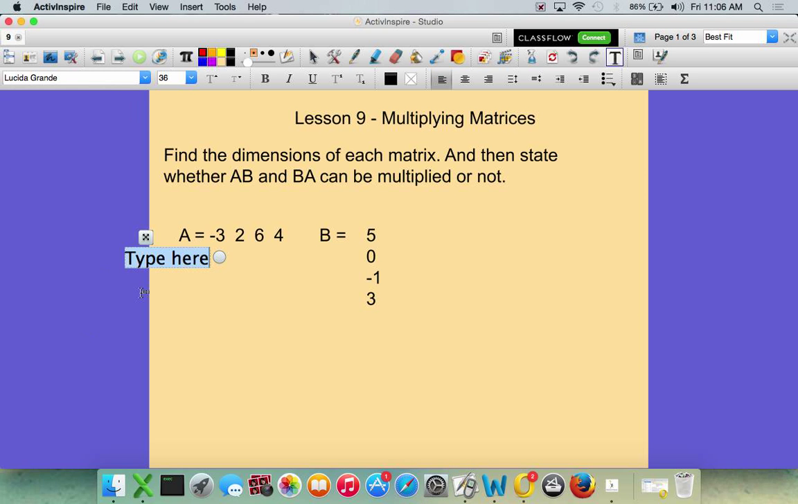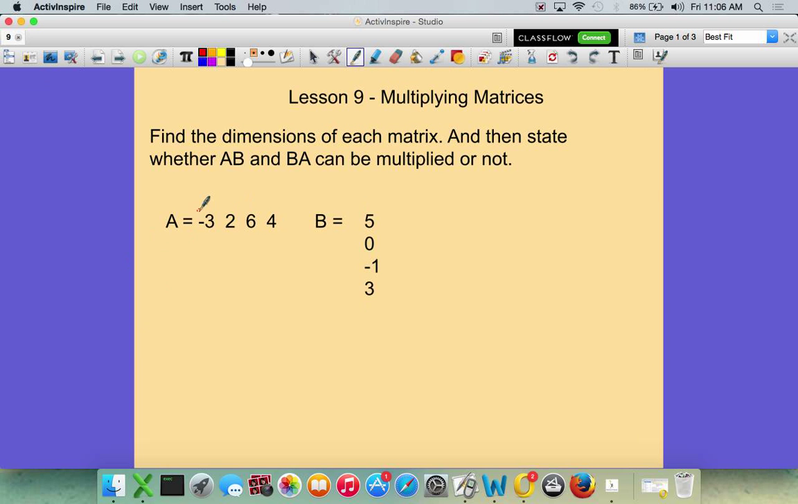Our first step would be to figure out what the dimensions are for each one of these matrices. Dimensions for A, remember it's rows by columns. So we've got 1 row by 4 columns for A. For B, we've got 4 rows by 1 column. Now that we have these, could we add or subtract these? Absolutely not, they're not the same dimensions, but we do have a chance of multiplying these.